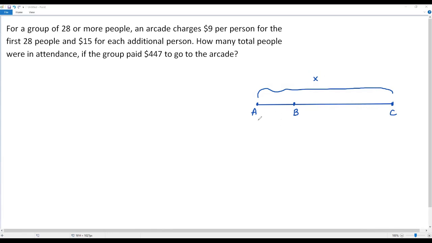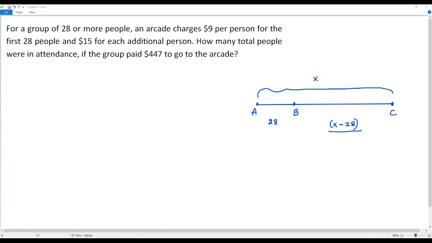And the length of this line segment AB represents the first 28 people. And what is the length of this line segment BC? To get the length of this line segment BC, we have to subtract this 28 from this X. That is, the length of this line segment is X minus 28. Here we have the first 28 people, and this X minus 28 represents the number of additional people.